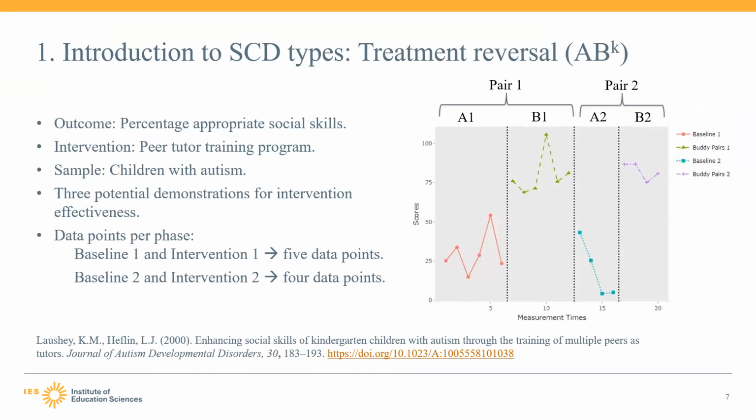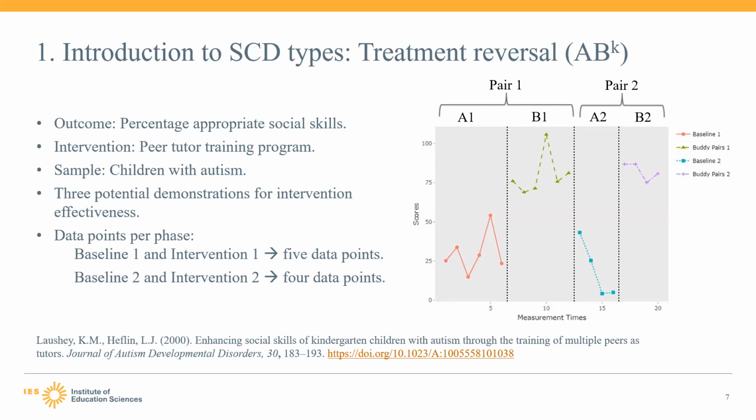A first single case experimental design type for which the design comparable effect size can be calculated is the treatment reversal design. This design type can be abbreviated by ABK. In single case experimental designs, the letter A usually refers to the control condition and the letter B to the intervention condition. K indicates the number of pairs embedded in the treatment reversal design. For instance, AB4 would refer to 4 AB pairs.